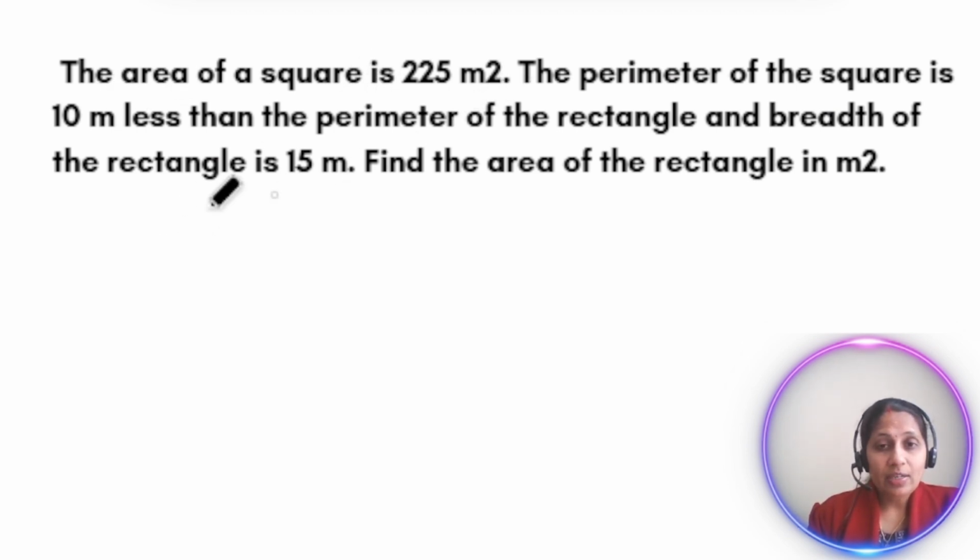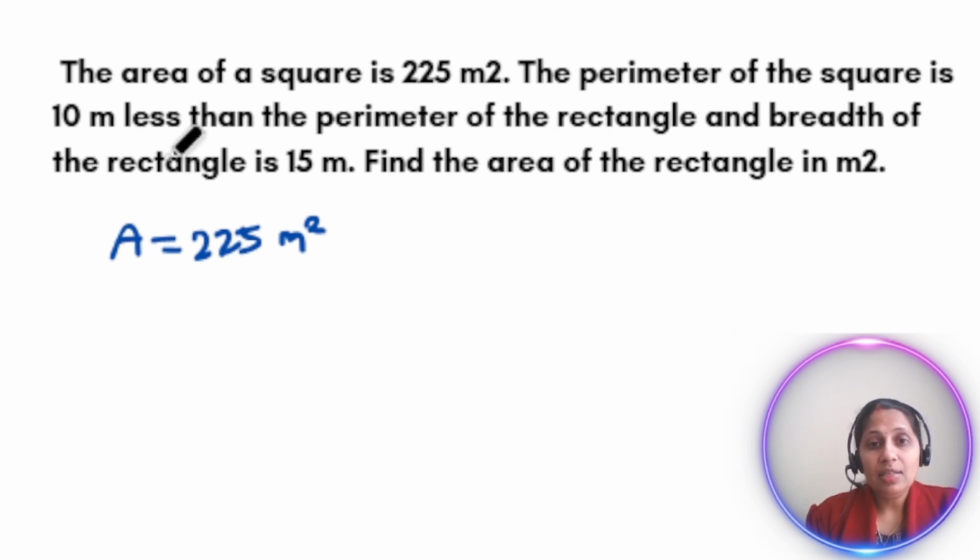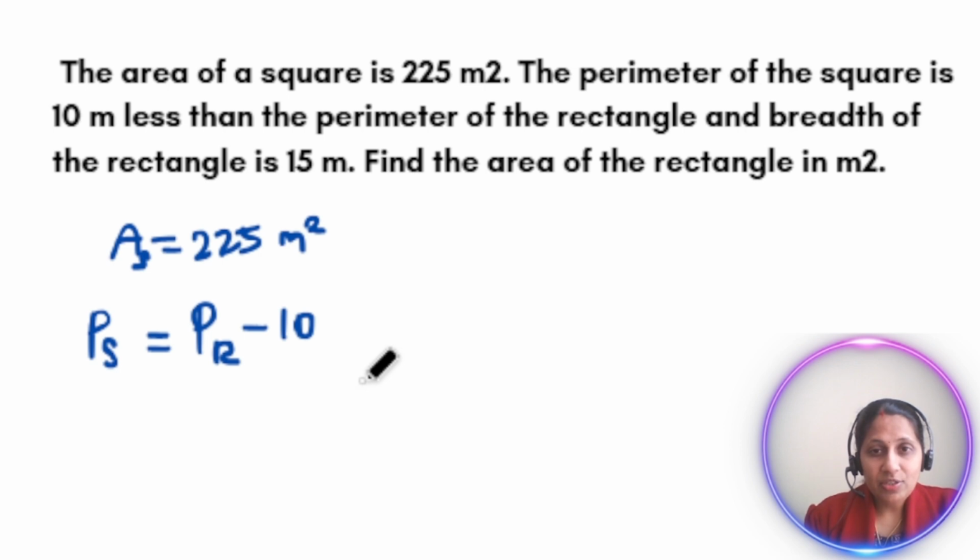The area of a square is 225 meters square. Now the perimeter of the square is 10 meters less than the perimeter of the rectangle. So we'll put this as AS, where AS means area of the square. And the perimeter of the square is 10 meters less than the perimeter of the rectangle. So this is an expression. And the breadth of the rectangle is given as 15 meters. Find the area of the rectangle.